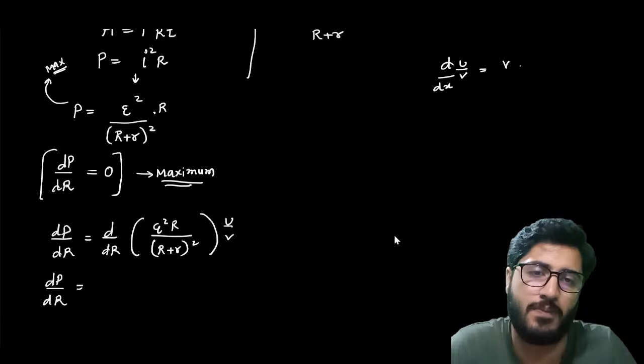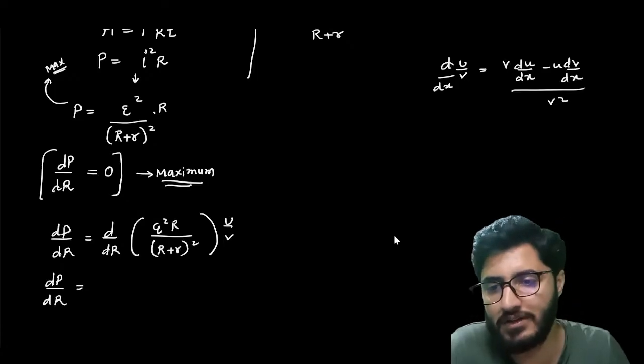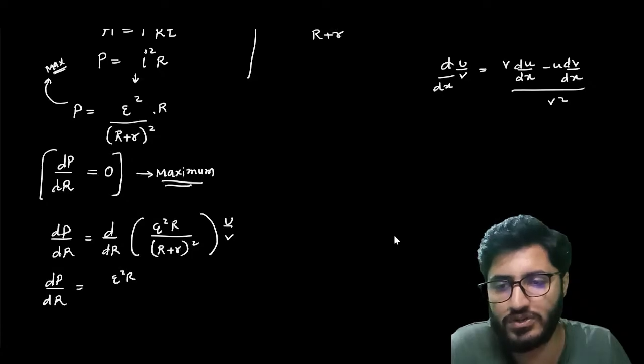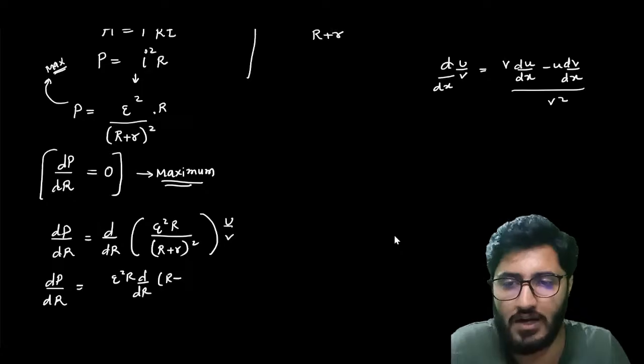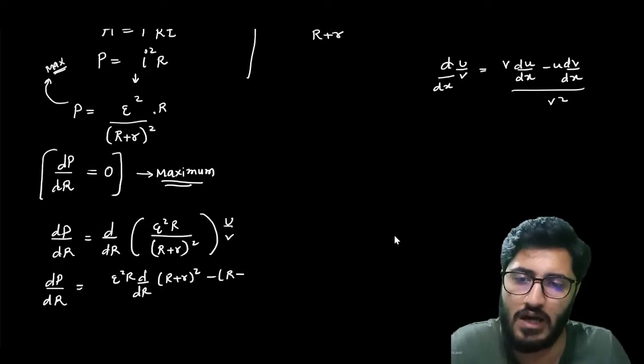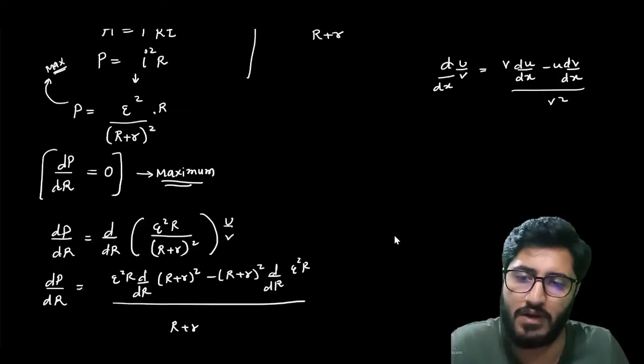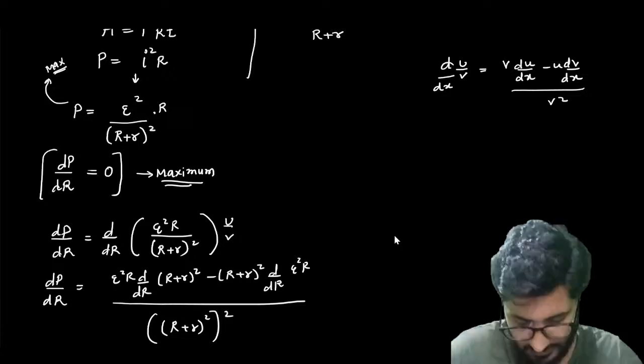Sir, it is V differentiation of U minus U differentiation of V, whole divided by V square. So can I write now here E square R outside, differentiation of R plus r square minus R plus r square, then differentiation of E square R, whole divided by R plus r whole square. Yes, sir.